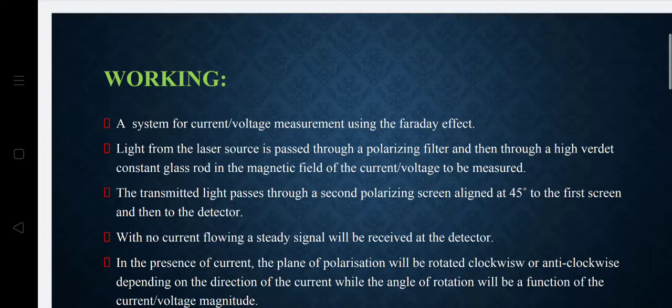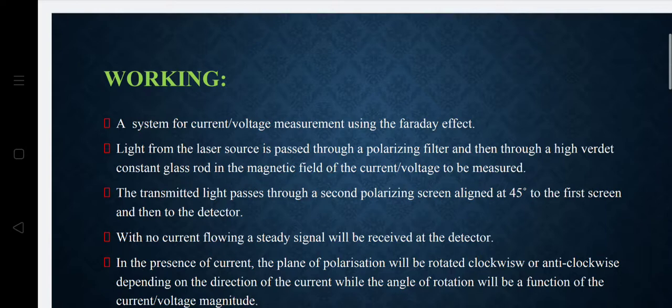The light from the laser is passed through the polarizing filter and then through a high Verdet constant glass rod. We already know that the Verdet constant is an optical property which describes the strength of Faraday's effect. The glass rod is placed in the magnetic field of the current to be measured. Here the magnetic field is to be measured.